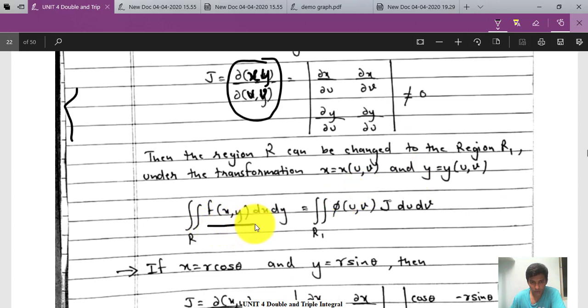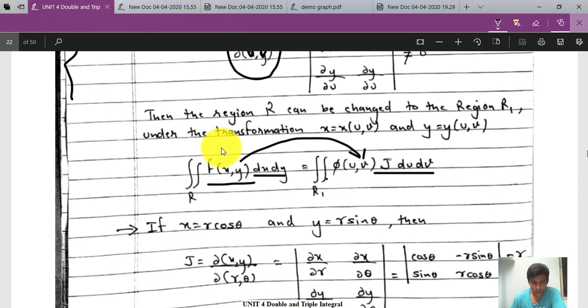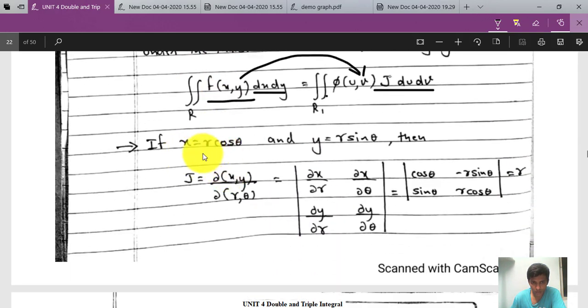So given a function in terms of x and y over a region, when we transform it to phi of u, v and also change the limits, this dx dy will turn out to be the Jacobian of ∂(x,y)/∂(u,v), whatever the Jacobian is. Okay, now this is one of the cases. Now one more case which I was discussing earlier.